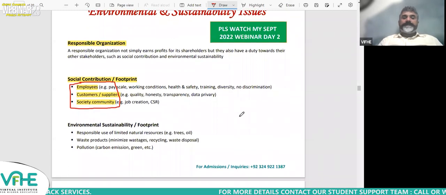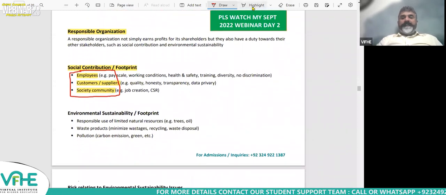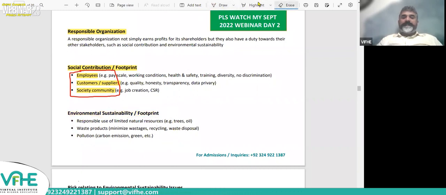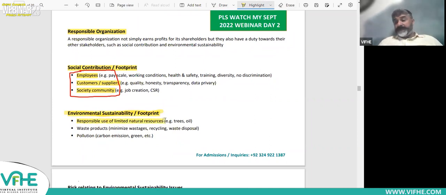All right. Again, similarly, when we talk about environmental footprint, we talk about these three things: use of natural resources. Use or responsibly using of limited natural resources.